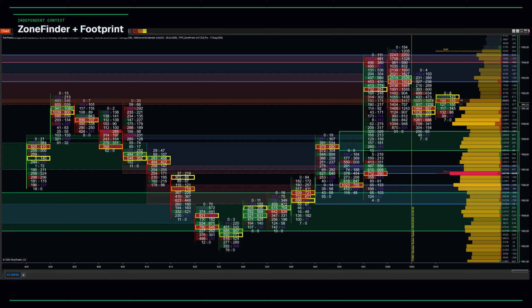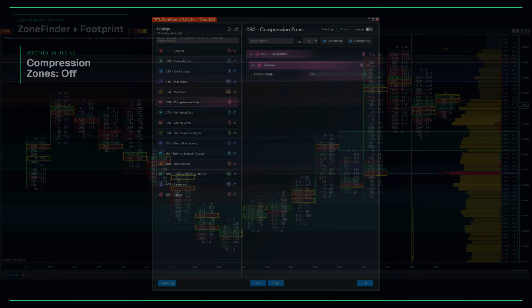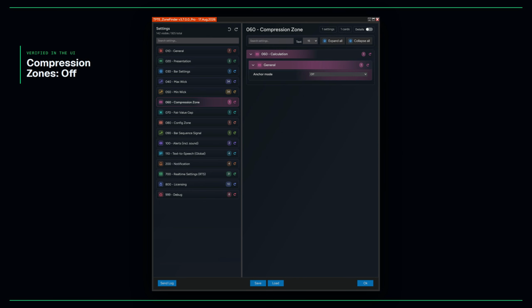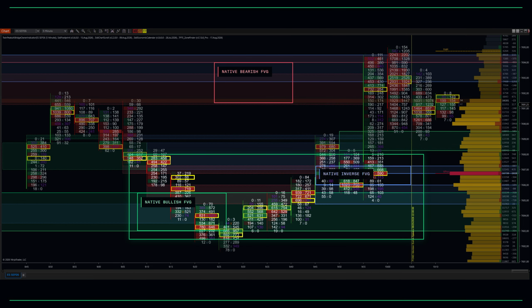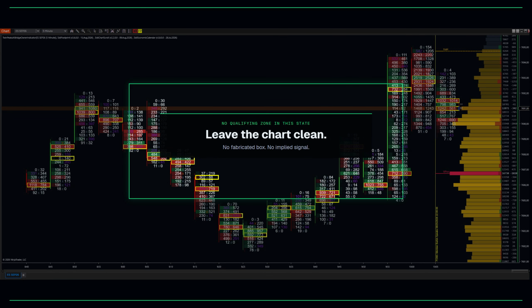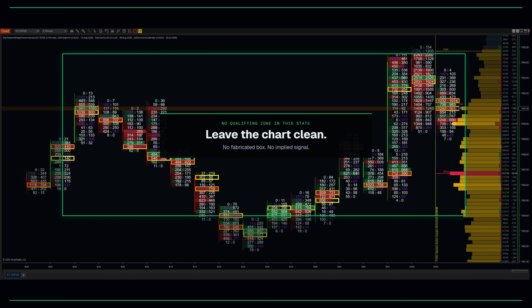Zone Finder can add a second independent layer of structure. Here, compression zones are explicitly disabled. We only name a fair value gap or inverse fair value gap when the indicator actually draws one and its type is verified. In this fixed session example, no qualifying zone is present, so we leave the chart clean instead of forcing a box onto it.